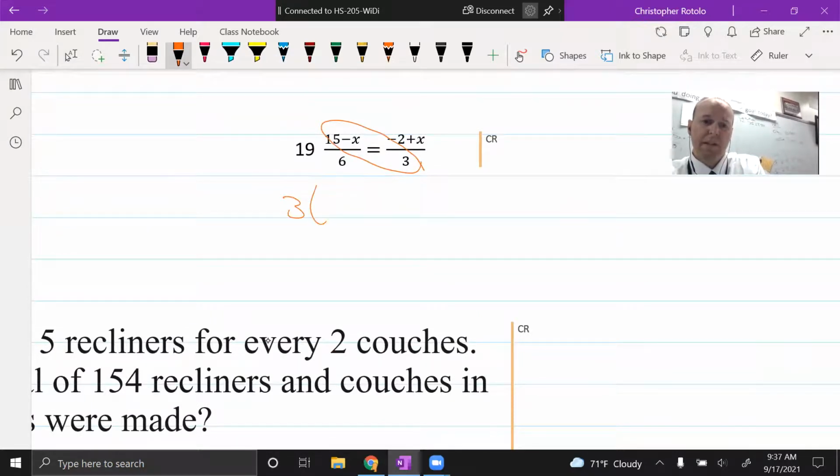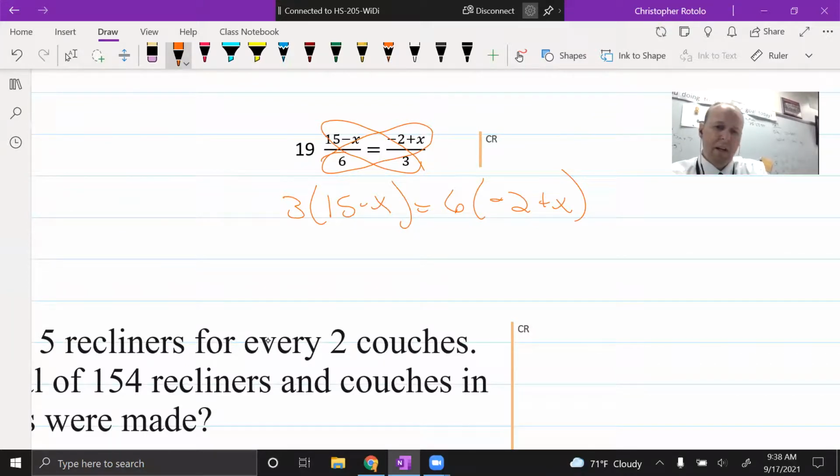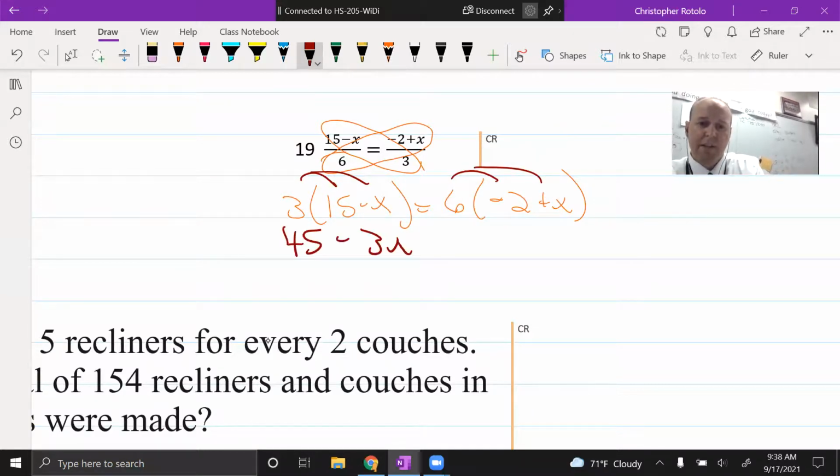So I got 3 times 15 minus x. It equals 6 times, working the other way now. Remember, they're going to be set equal to each other, negative 2 plus x. All right. For the most part, when we see this, some kids can get a little bit confused. So I'm just going to go ahead and solve it the way I would see most kids do it, which is distribute and distribute. 45 minus 3x equals negative 12 plus 6x.